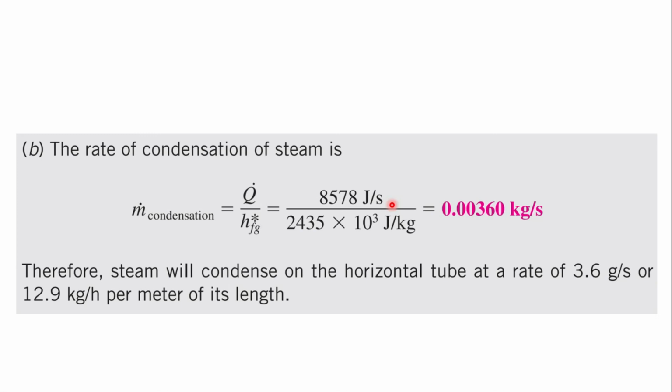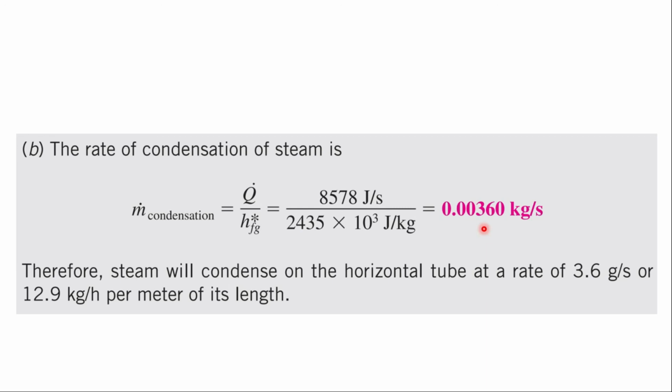For the determination of the rate of condensation of steam, we have the famous formula that I also used in the previous example of the same lecture. This is the rate of condensation of the steam, this is the modified latent heat of vaporization, and this is the heat transfer rate that we determined in the previous slide. After putting the values and simplifying, the rate of condensation of the steam will be equal to 0.00360 kilogram per second. If you convert kilogram into gram, you have to multiply by 1000, so it will become 3.6 gram per second.